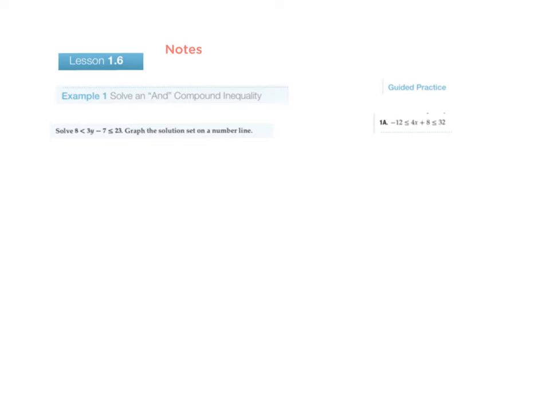So we're going to do inequalities that are less than. When you see an inequality with a less than sign, you're going to have what's called an "and." So we're going to break this into two separate inequalities and solve them. I have 8 less than 3y minus 7. That's my first one. And then my second one is 3y minus 7 less than or equal to 23. So I'm going to solve both of these and then graph those answers.